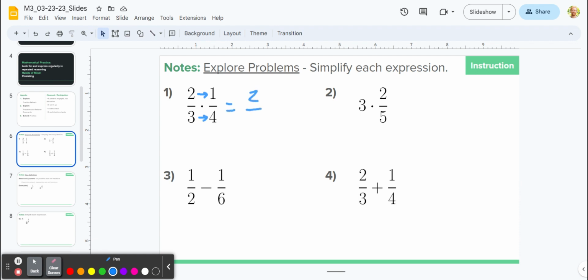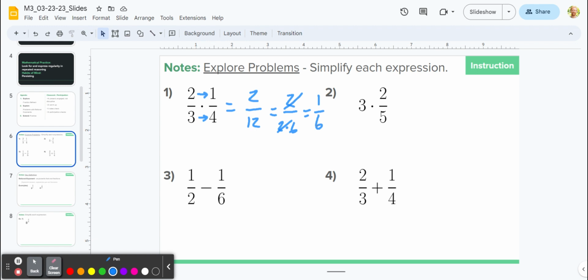Then for problem 2, again, we can multiply straight across. With the 3, we can assume that there's a 1 underneath. 3 divided by 1 is just 3. And again, we can multiply straight across. So in this case, we'd get 3 times 2 is 6 up top, and 1 times 5 is 5 on the bottom.